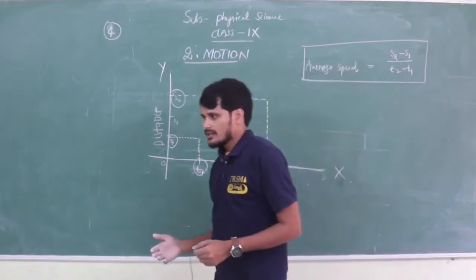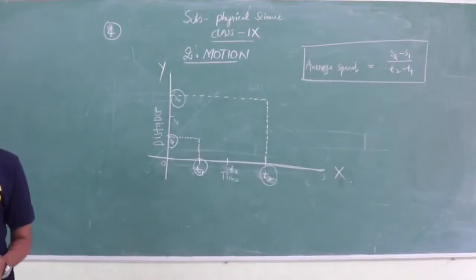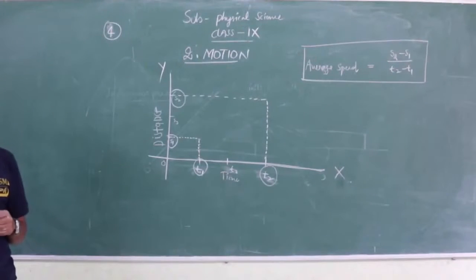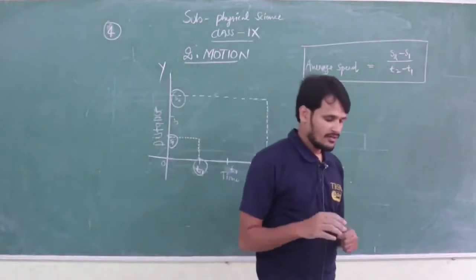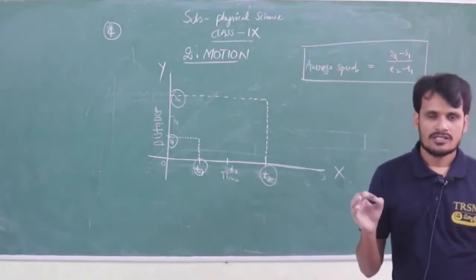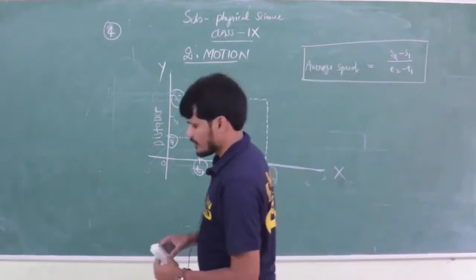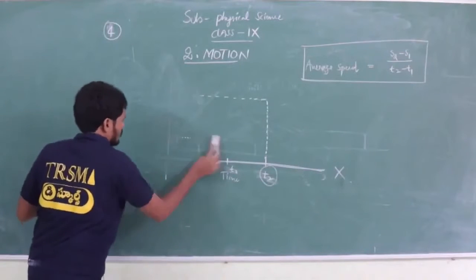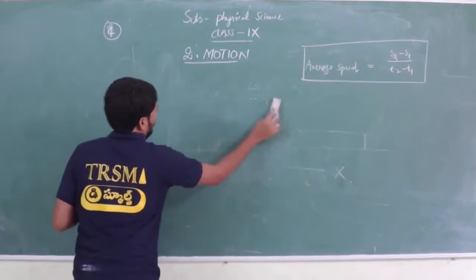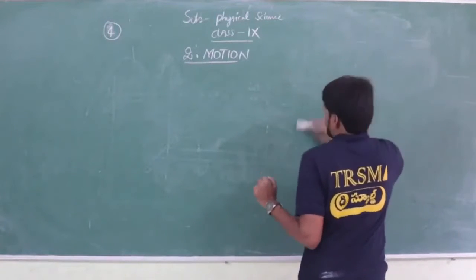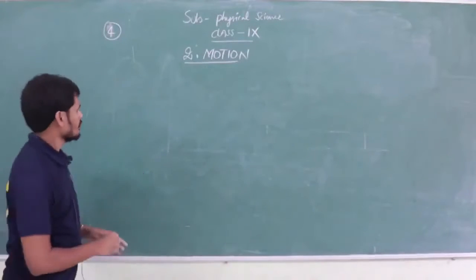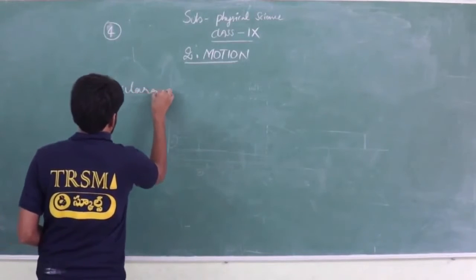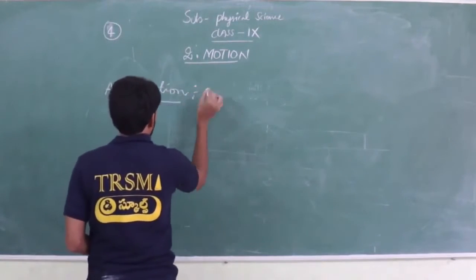Got it? So next, let's see the new quantity, that is nothing but acceleration. So what is acceleration? We completed different types of quantities like length, velocity, speed, displacement, distance. These kinds of quantities are completed, and in this session we are going to learn the last quantity, that is acceleration. Let's see what is acceleration. So first of all, the definition is important to us.